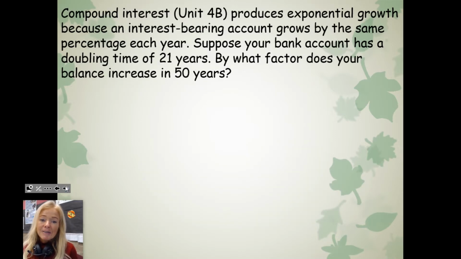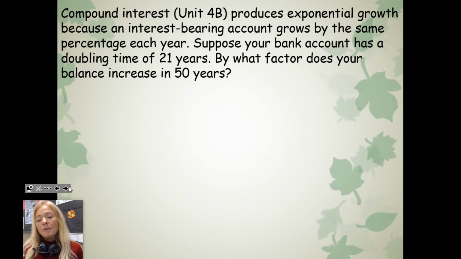And it's pretty exciting, pretty cool. So, compound interest formula. Compound interest, in Unit 4B, remember we studied all of the interest rates and everything in Unit 4. It produces exponential growth, which is awesome because it's money. And exponential growth occurs because of an interest-bearing account growing by the same percentage every single year. So every year, a percentage of growth occurs. And if that's the case, then you're going to have a doubling time at some point.